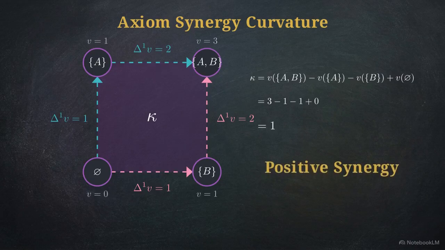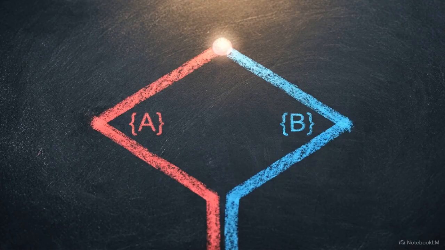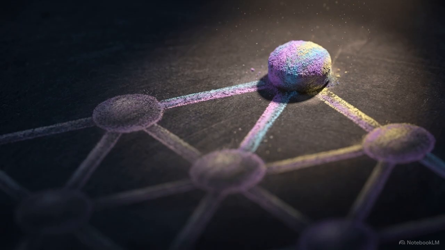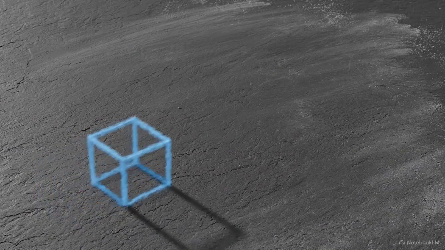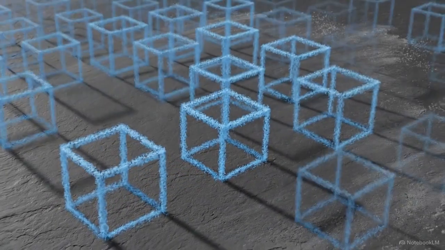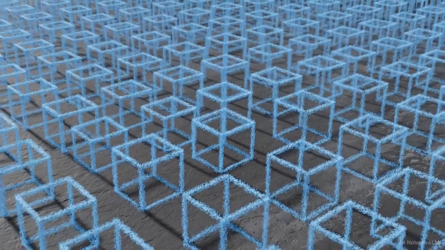The resulting curvature is 1. This curvature of exactly 1 is the precise mathematical measurement of the path dependency in this subtheory. It isolates the exact amount of information lost when you only look at the final set of axioms instead of how they were assembled.